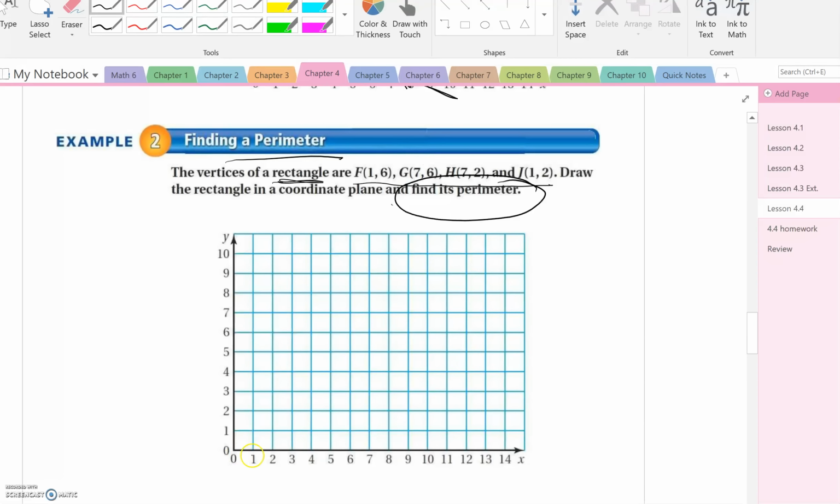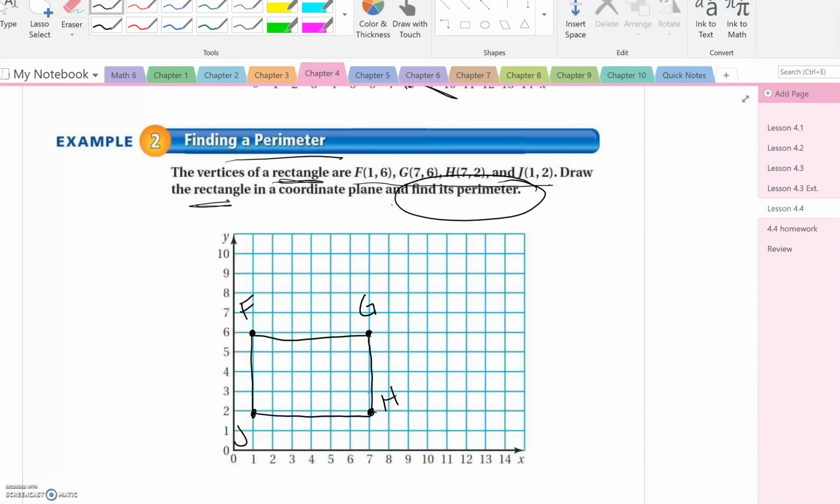All right, so I have 1, 6. I have G, which is 7, 6. H is 7, 2. And J is 1, 2. All right, so now here are my points, and then there is my rectangle. So first step, rectangle. They told me it's a rectangle, so that's what I should see. If I don't see a rectangle on my grid, you need to check your points.